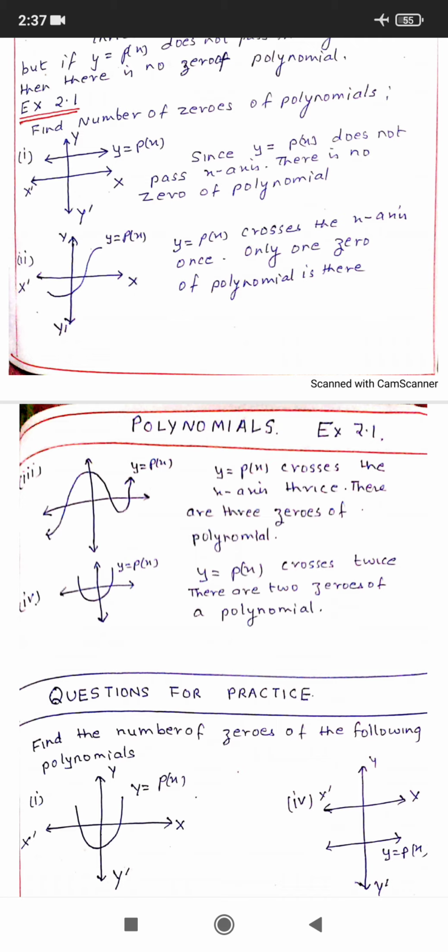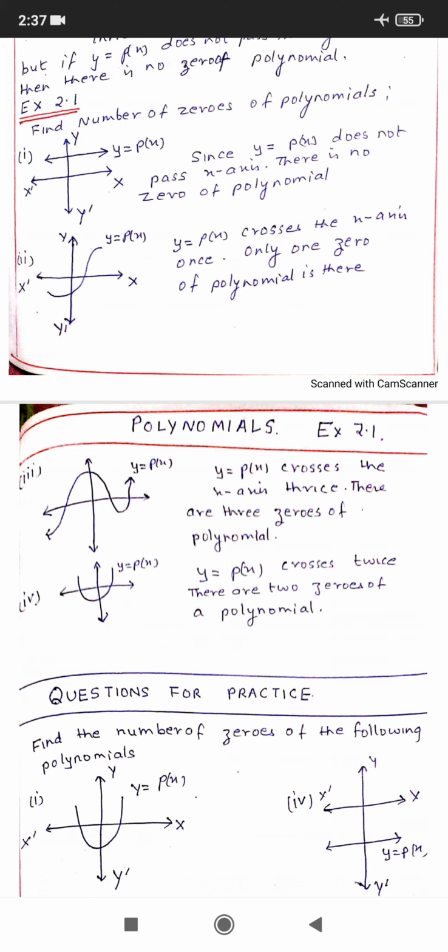Second part, if you see this S-shaped curve, this S-shaped curve is cutting the x-axis once. As you can see, it is crossing the x-axis represented by x and x dash. The horizontal line is the x-axis, the vertical line y dash is the y-axis. The curve is cutting the x-axis at one point, and since it is cutting at one point, there is only one zero of the polynomial.